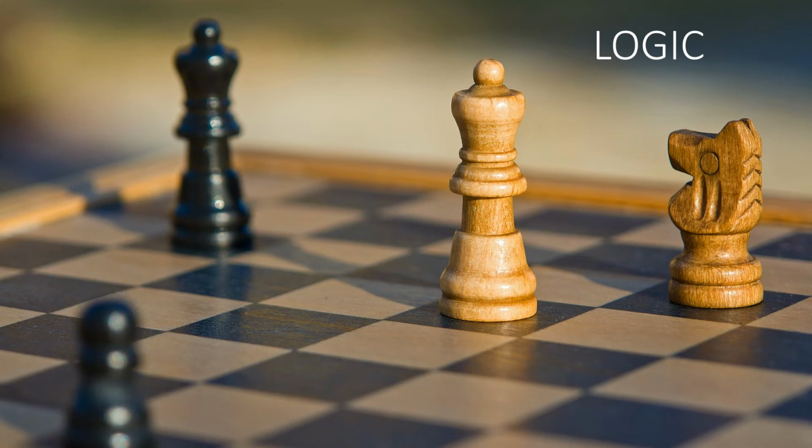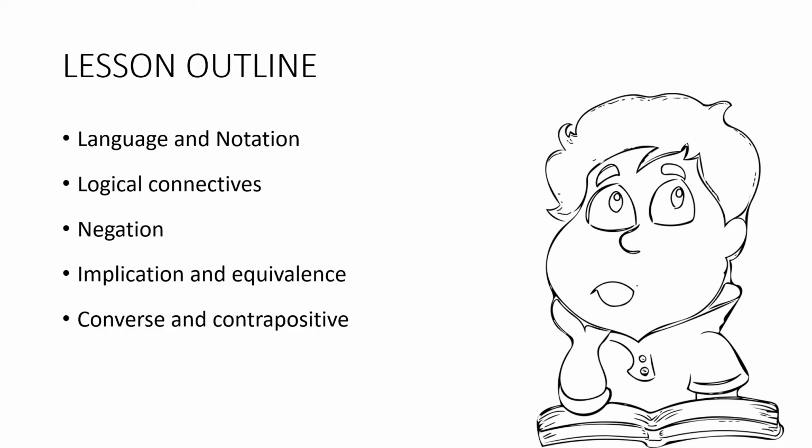Hi Year 12, this is the first of 6 lessons for the topic of proof for Extension 2 Mathematics. In our first lesson, we're going to look at logic. Here's the lesson outline. We're going to look at language and notation of proof, logical connectives, negation, implication and equivalence, and then finally converse and contrapositive statements.